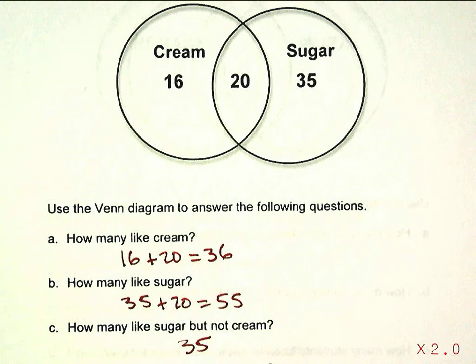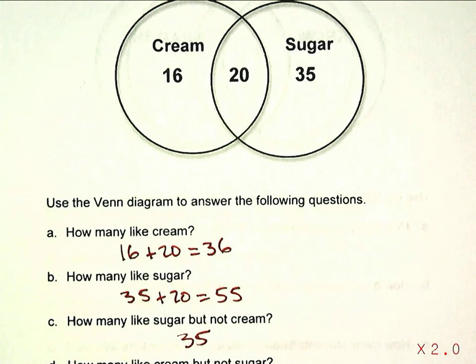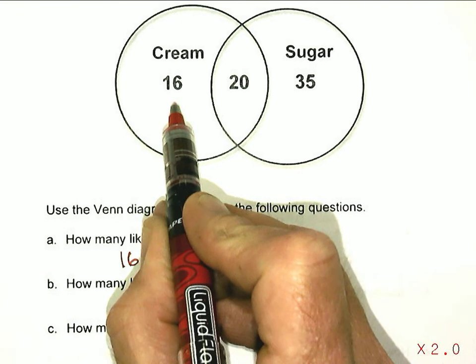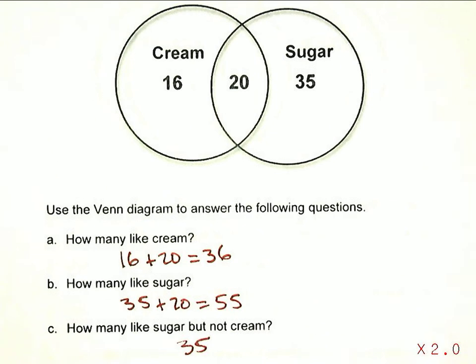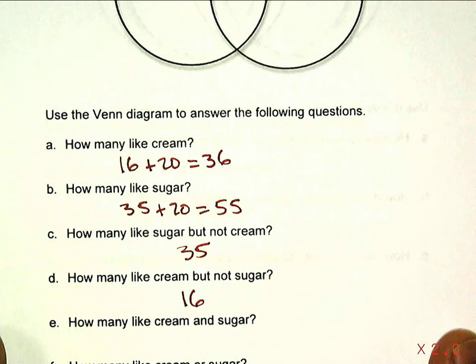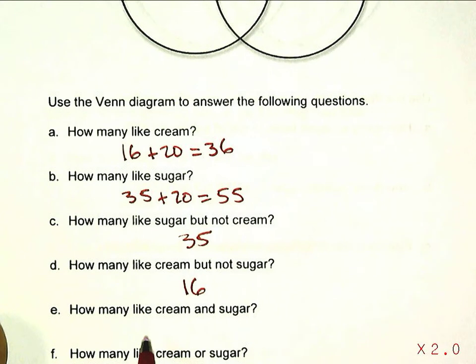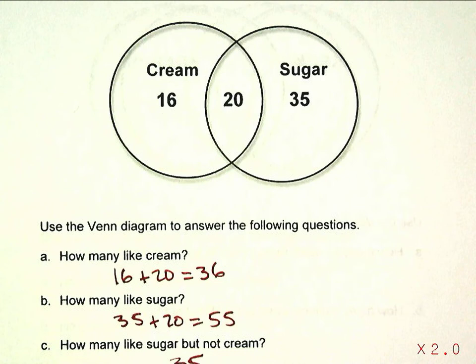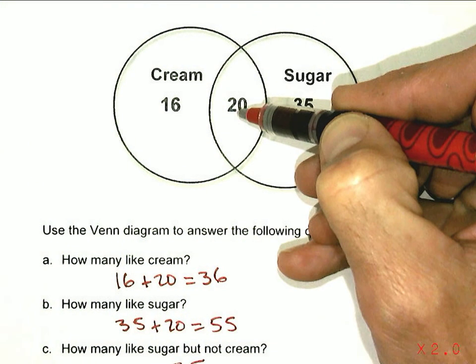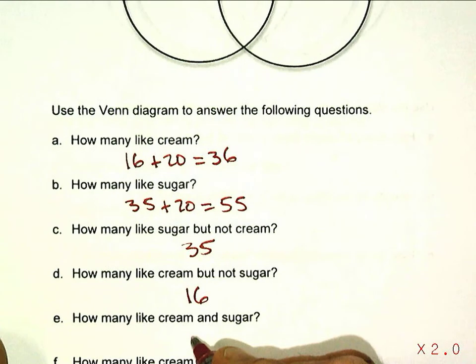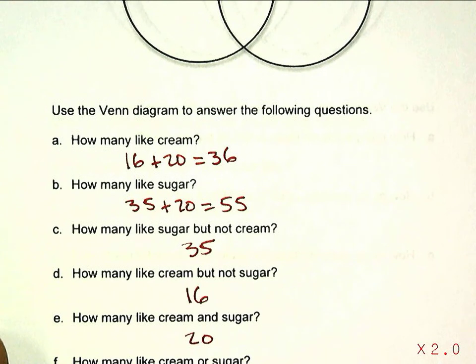Now, if we ask the other part of that, how many like cream but not sugar? Now we're talking about these 16 here that like cream, just the cream, and not sugar. So we have those 16 that like cream and not sugar. And then the next question, how many like cream and sugar? That would be both cream and sugar. So these people like both of them. That's 20 there. So we just list those 20.